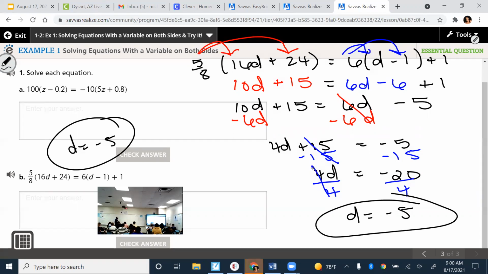So if you got -5 on the first try, good job. If not, just see where the mistake was made. We do a lot of the same steps over and over again, so just figure out what step you're having trouble on. Any questions?